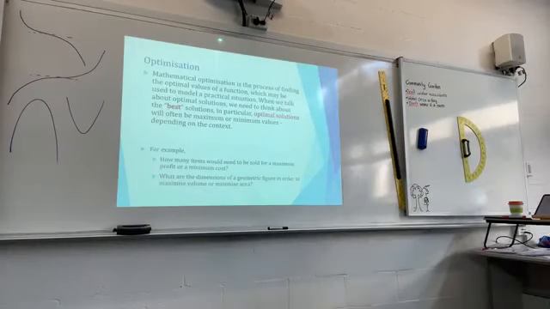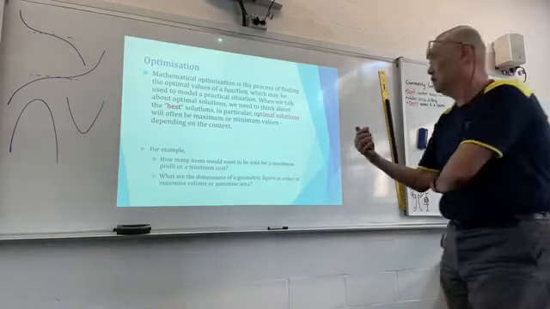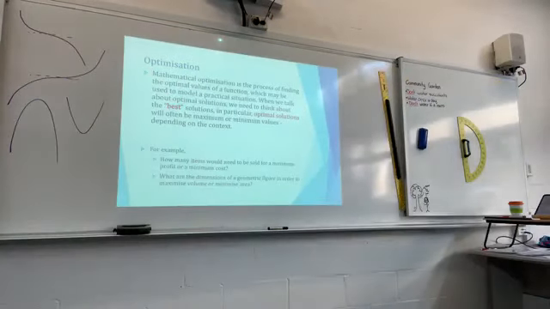Mathematical optimization is the process of finding the optimal values of a function, which may be used to model a practical situation. When we talk about optimal solutions, we need to think about the best solution. In particular, optimal solutions will often be maximum or minimum values, depending on the context. For example, how many items will be needed to be sold for maximum profit or minimum loss or minimum cost? What are the dimensions of a geometric figure in order to maximize the volume or minimize the area? That sort of thing you've got to think about in optimization.